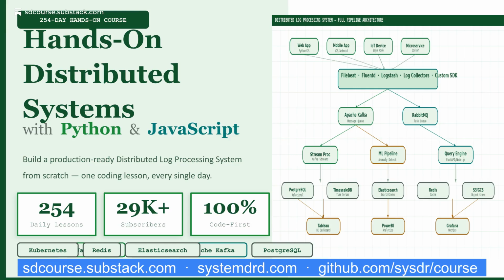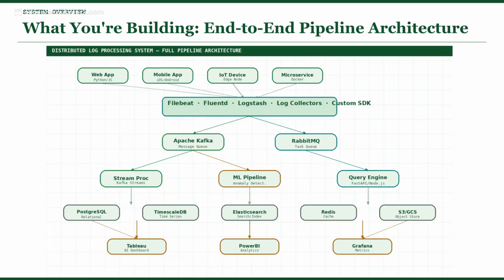Welcome to our 254-day hands-on course on distributed systems with Python and JavaScript. We will build a production-ready distributed log processing system from scratch, one coding lesson every day. This is a code-first approach, covering tools like Kubernetes, Redis, Elasticsearch, Apache Kafka, and PostgreSQL. This video details the end-to-end pipeline architecture you will build.